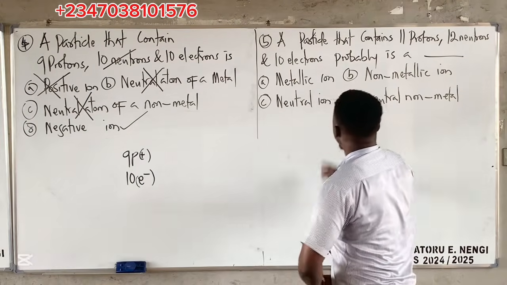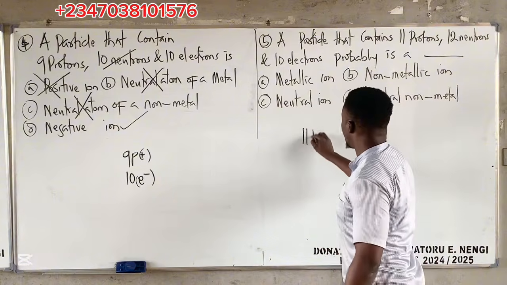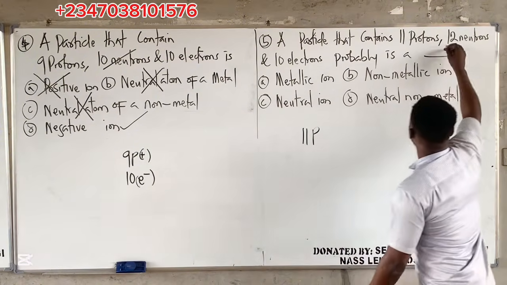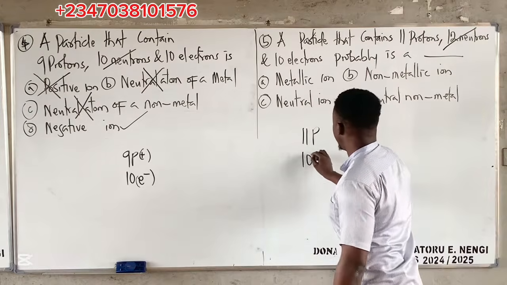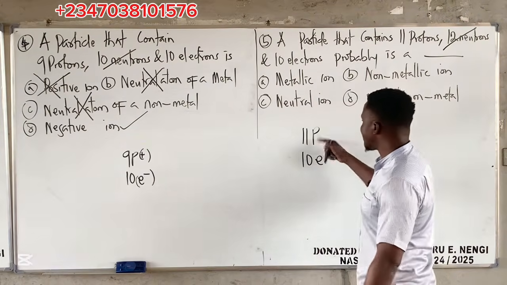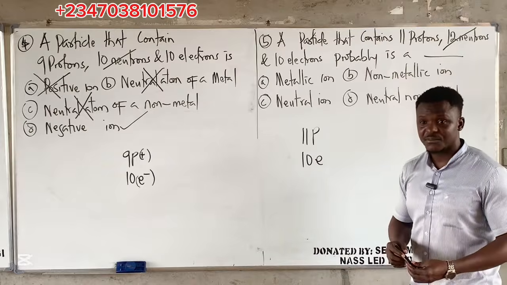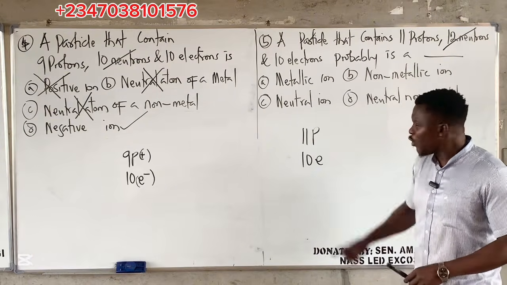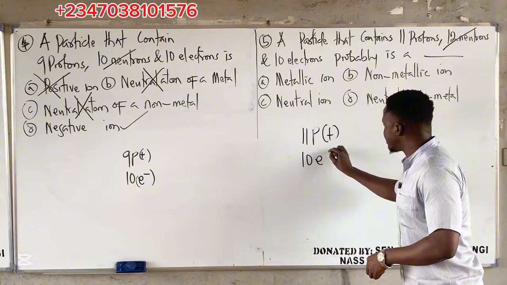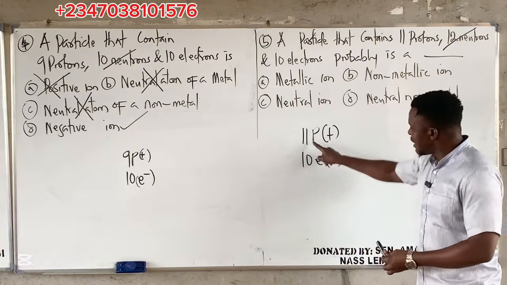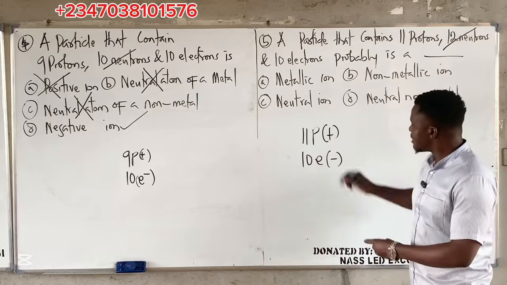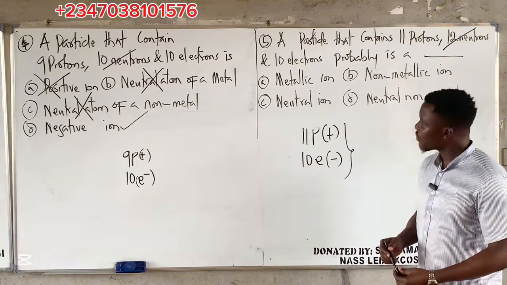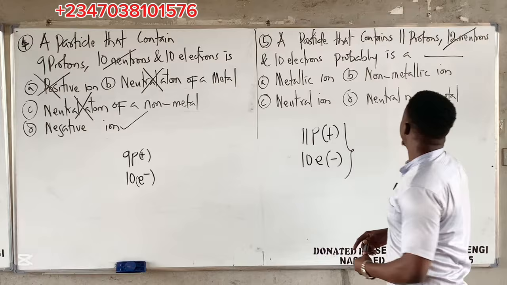They say a particle that contains 11 protons, and 10 electrons. Class, would this be positively charged or negatively charged? Positive, because proton is always positive charge, electron is always negative. So since protons are greater than electrons, the overall charge will be positive. So this will be positively charged. Is it not so?